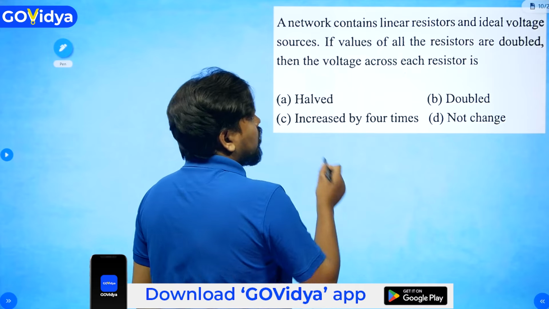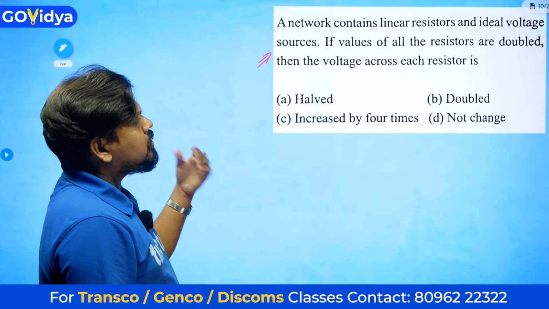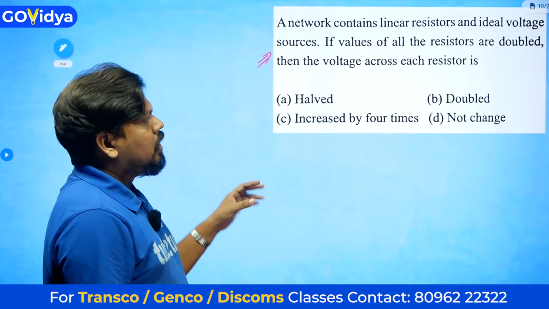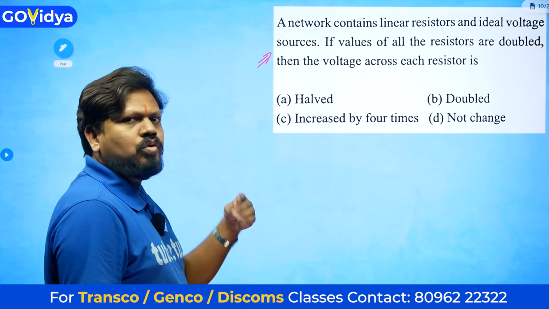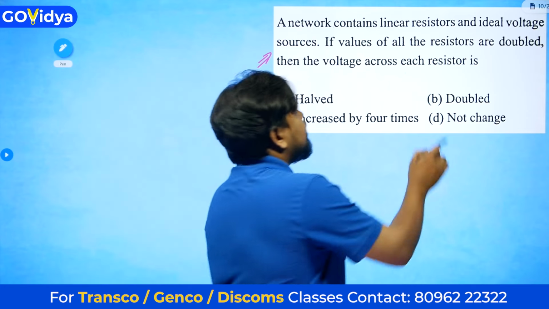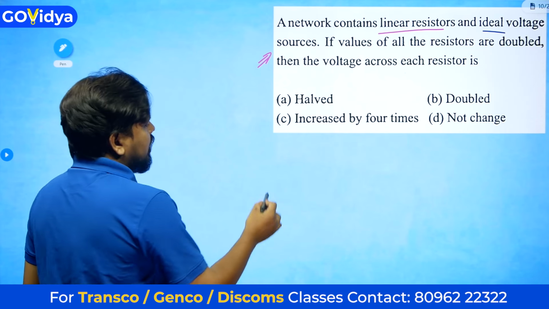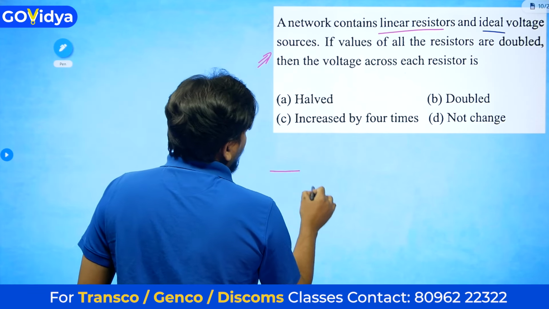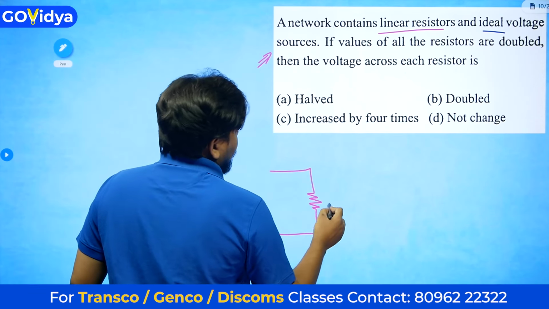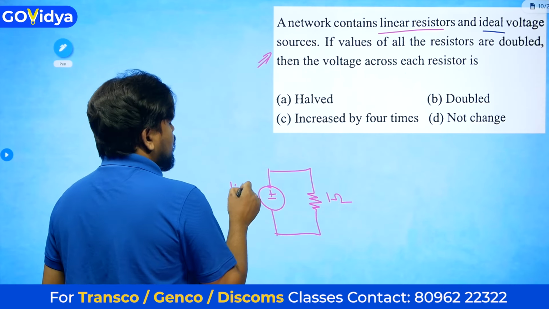Just take one example. Whenever there is this model of question, it is a general question, meaning they are not asking about any particular circuit. It may be a parallel circuit, a series circuit, or any other circuit, or it may be a very big network, but it has only linear resistors and ideal voltage sources. So let's take only one resistor of 1 ohm, and I am connecting 10 volt. This is the circuit, that's it.